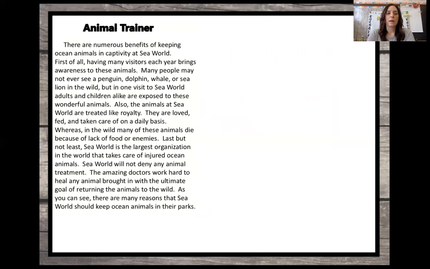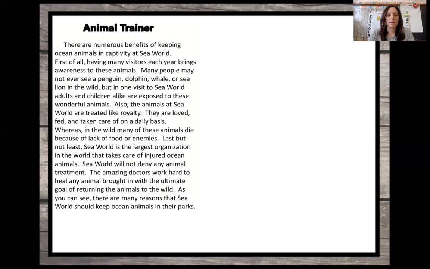Animal trainer. There are numerous benefits of keeping ocean animals in captivity at SeaWorld. First of all, having many visitors each year brings awareness to these animals. Many people may never see a penguin, dolphin, whale, or sea lion in the wild, but in one visit to SeaWorld, adults and children alike are exposed to these wonderful animals. Also, the animals at SeaWorld are treated like royalty. They are loved, fed, and taken care of on a daily basis. Whereas in the wild, many of these animals die because of lack of food or enemies.